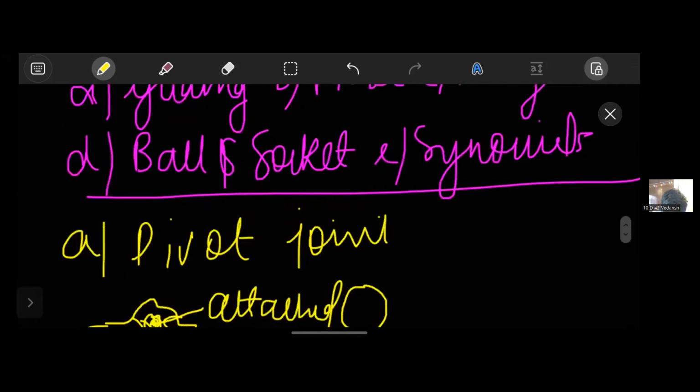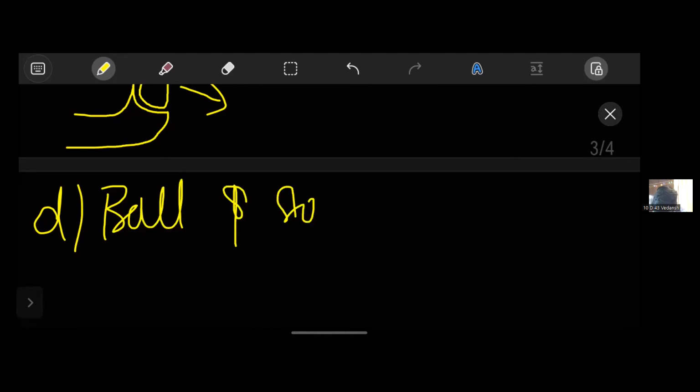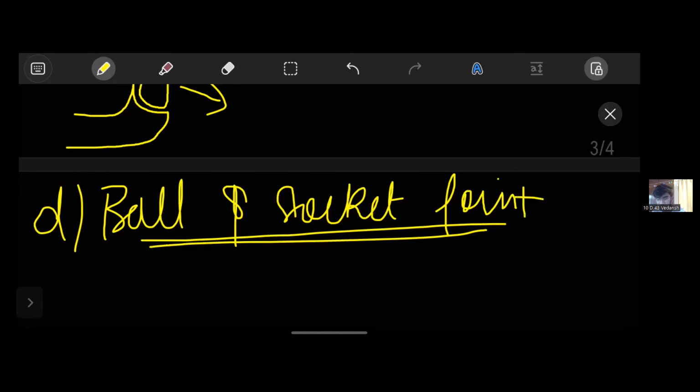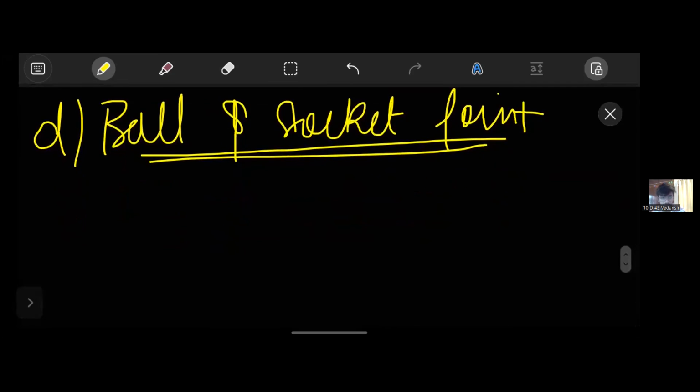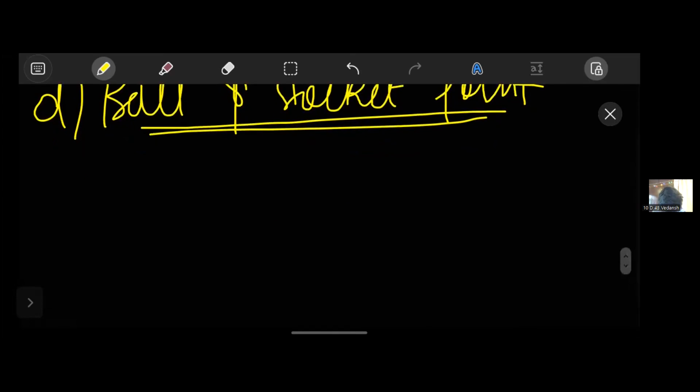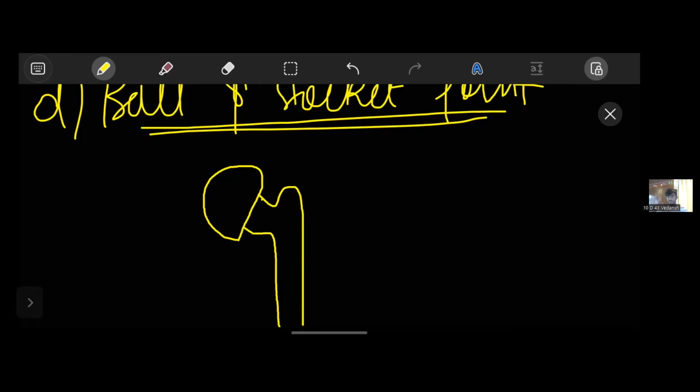Next thing we have is the ball and socket joint. It looks something like this. Here is the socket where the bones go in, then down. It can rotate. The bone can rotate as well as move up and down. If I take this bone, this is an example of a ball and socket joint. So it can move in whatever direction you want it to move. The joint moves inside like this, like this, like this. So that is an example.